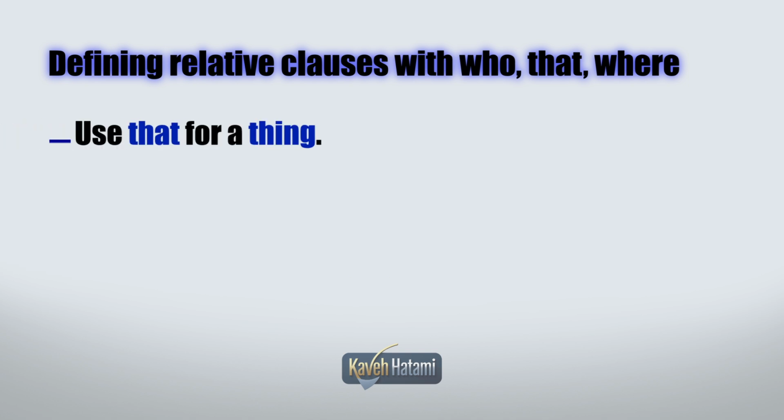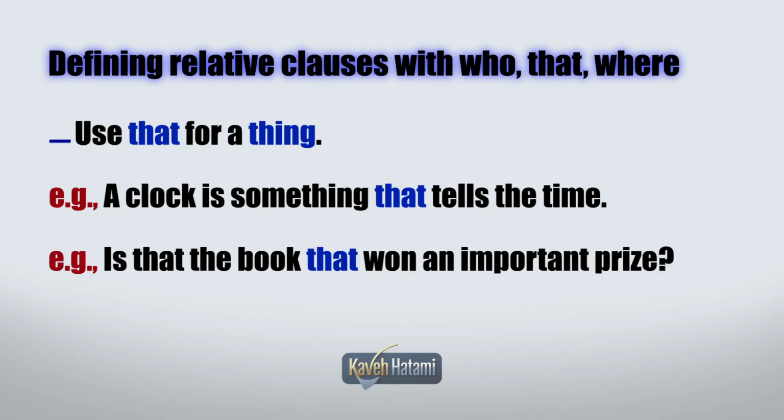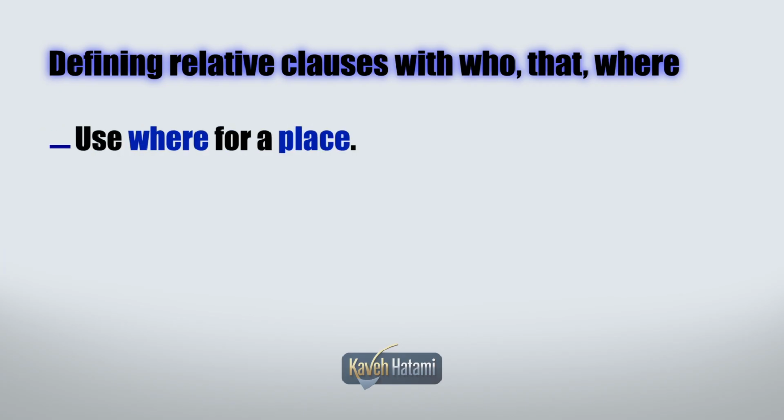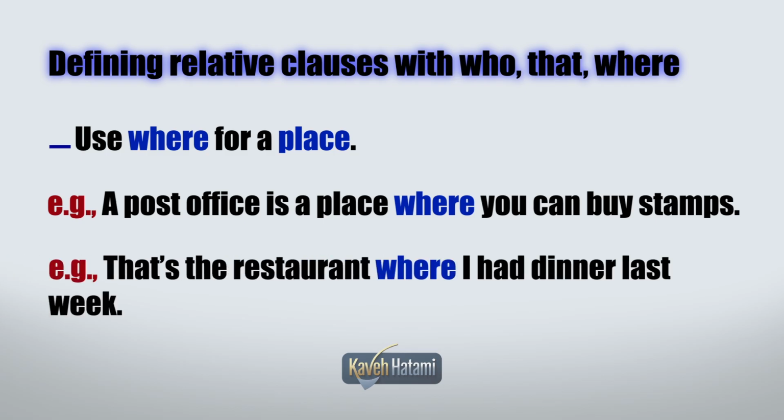Use that for a thing. For example, a clock is something that tells the time. Is that the book that won an important prize? And we use where for a place. For example, a post office is a place where you can buy stamps. That's the restaurant where I had dinner last week.